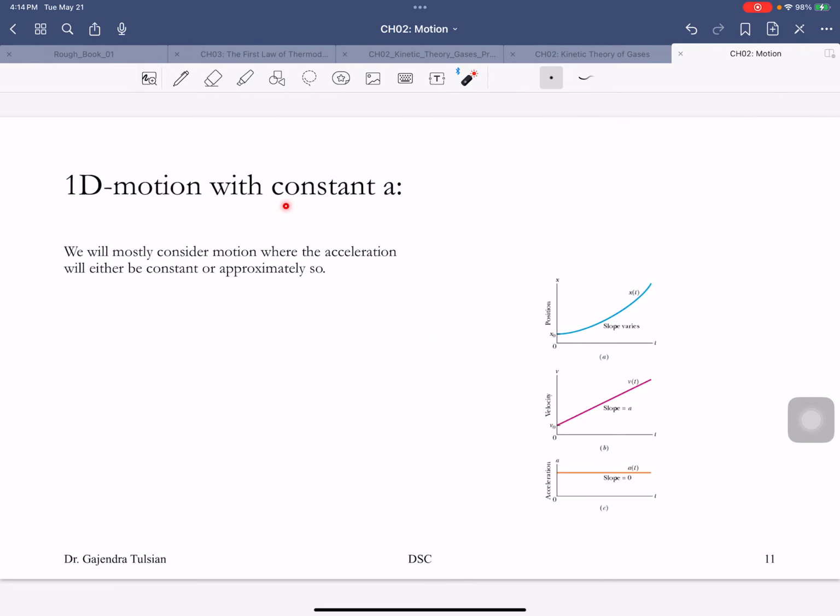Okay, so we'll see a couple of formulas of motion with constant acceleration. When the acceleration is constant, you see, that's what this graph shows you. The acceleration is constant with respect to time. When acceleration is constant, the velocity increases linearly with time, and the position increases quadratically with time.